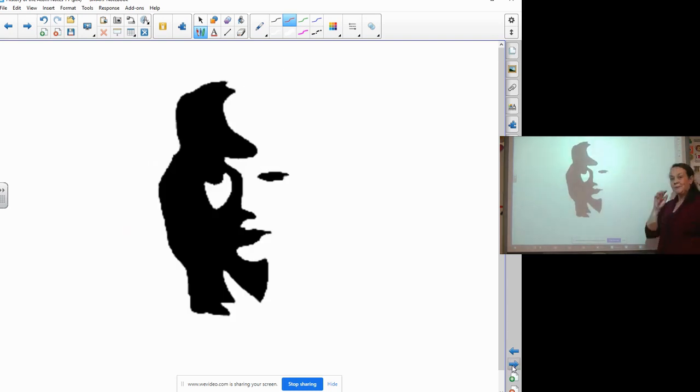What do you see here? Some people see a shadow kind of face of a woman with a cast shadow on one side. Some people see a guy playing a saxophone.